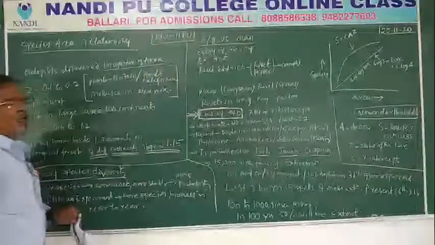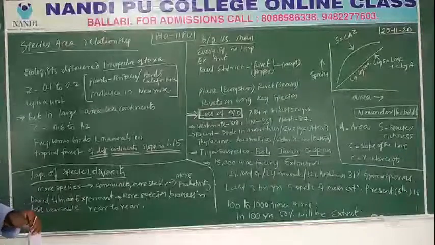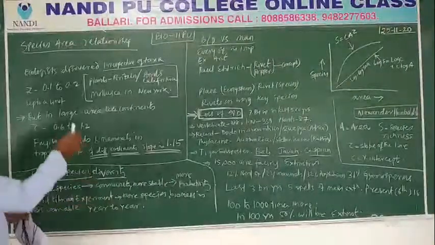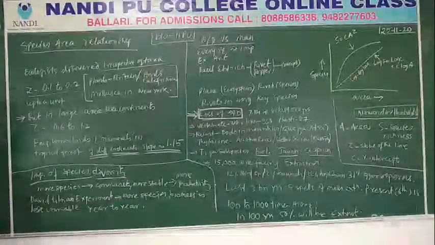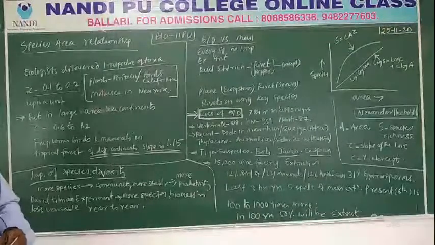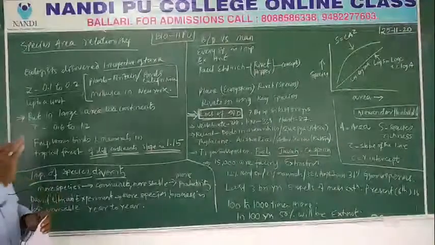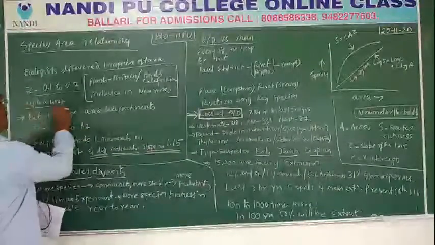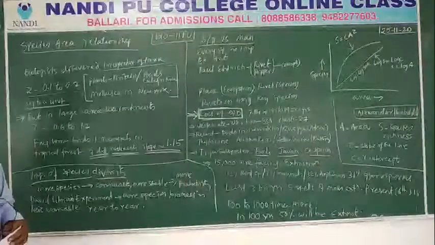So this is the graph he found, and from there he concluded that irrespective of taxa, irrespective of type of animal, irrespective of type of plants, whatever plants or animals you take and find out the species richness against area, they found the value of Z to be 0.1 to 0.2. Remember, this value they found in any taxa, means different types of species, any species you take, you will get this result, but with a limit, up to a limit only. Is that clear?